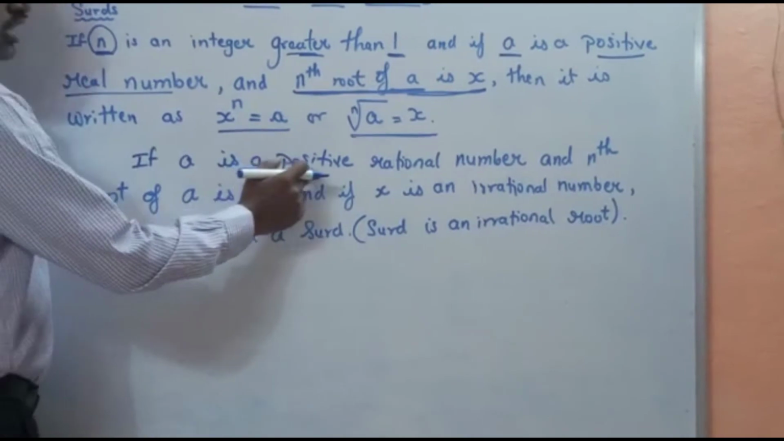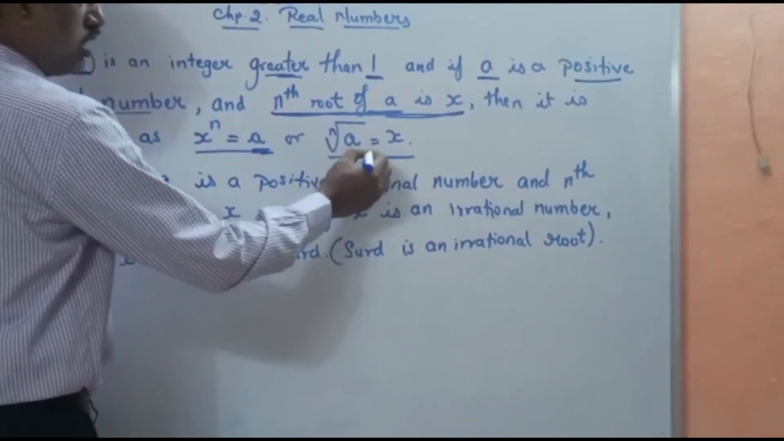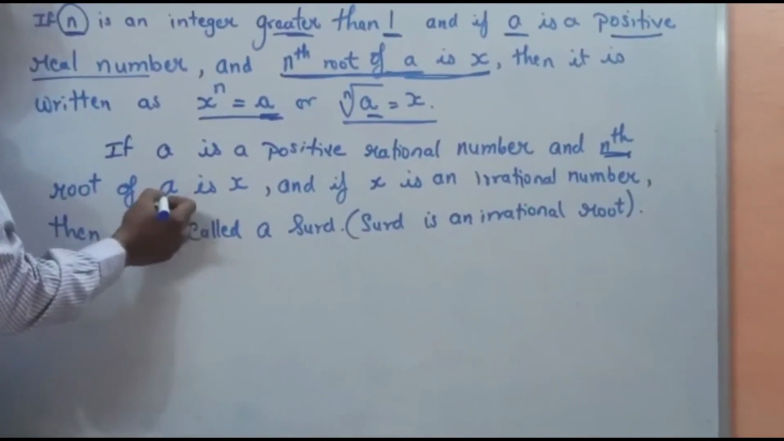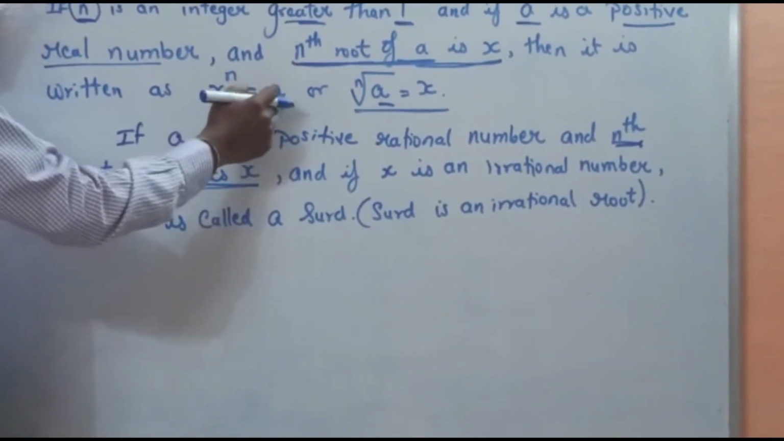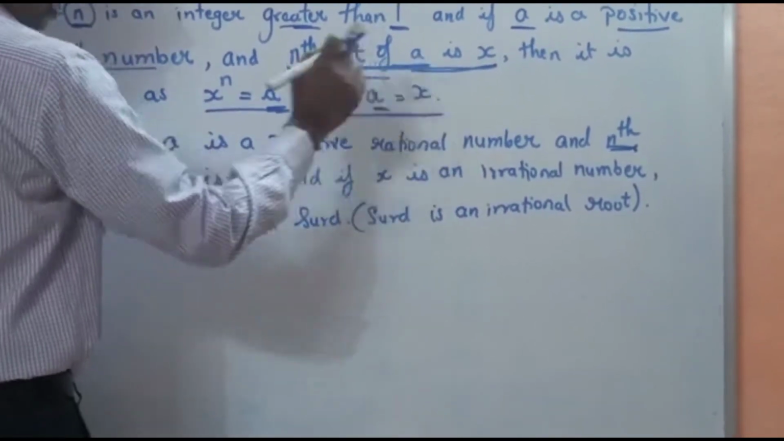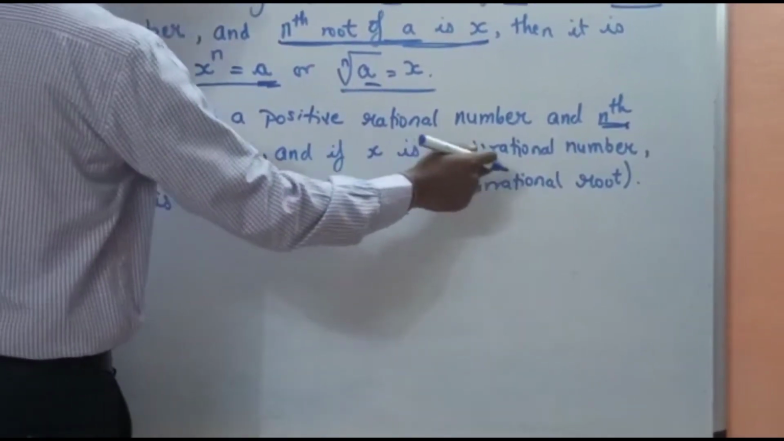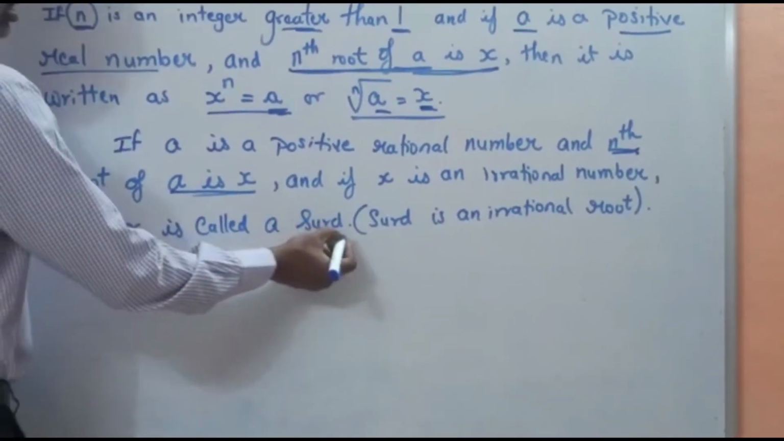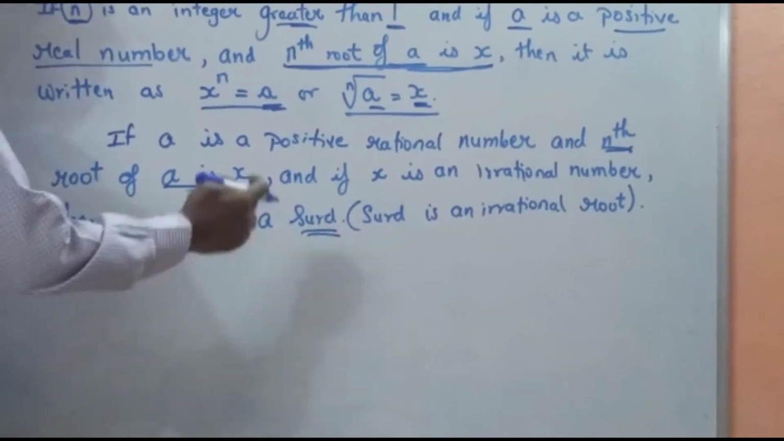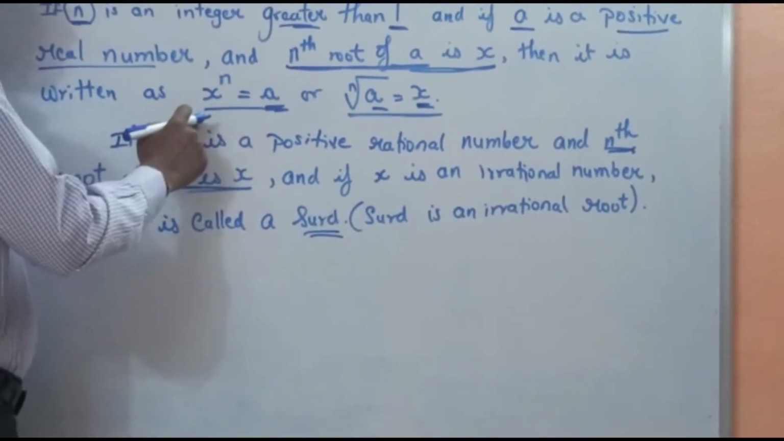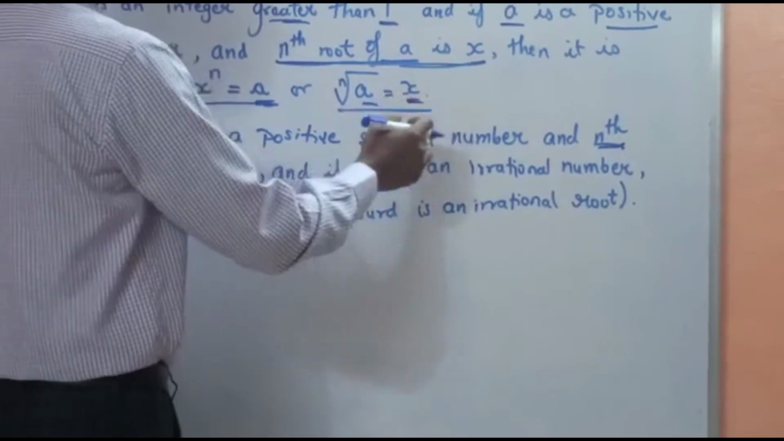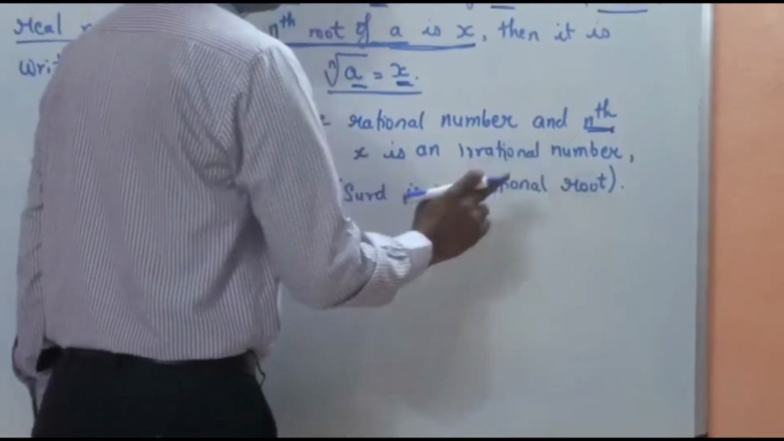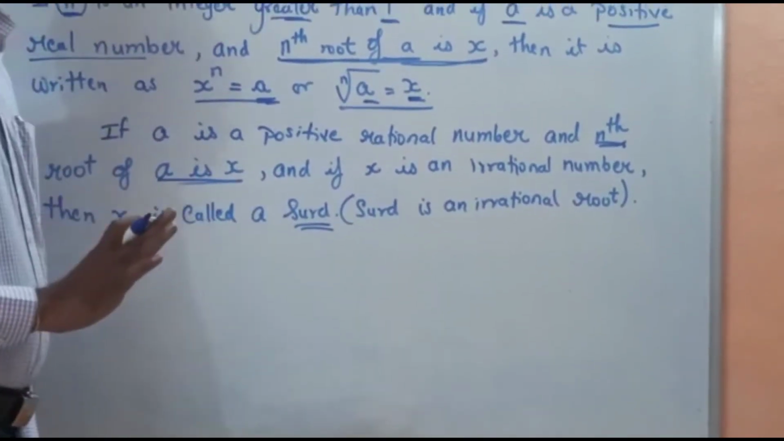If a is a positive rational number, and the nth root of a is x, and if x is an irrational number, then x is called a surd. That is, the nth root of a is x, a surd. And you have to remember that x is an irrational root. It is always an irrational root.